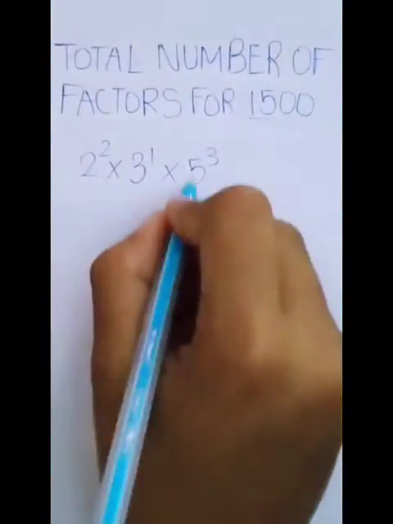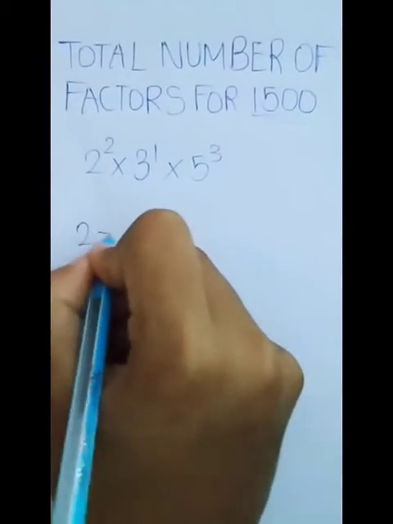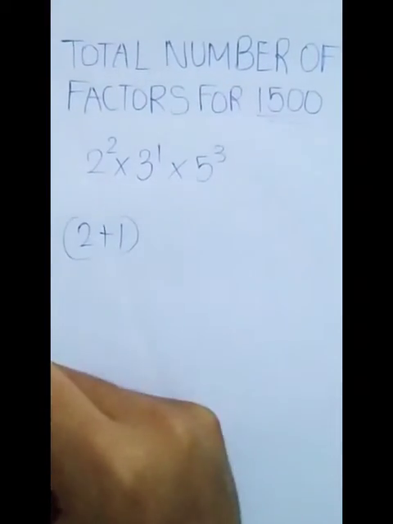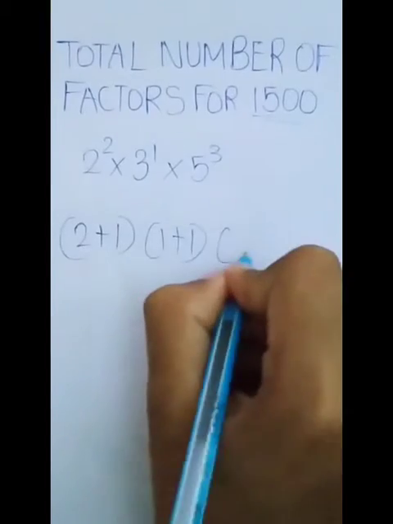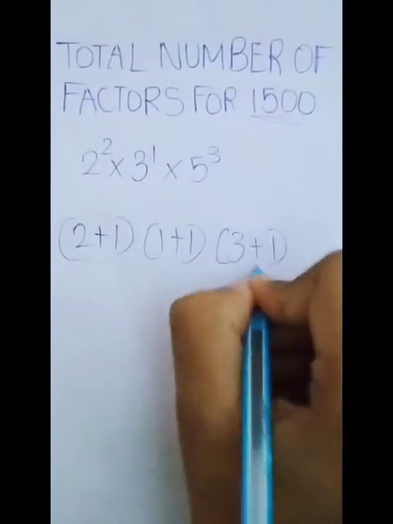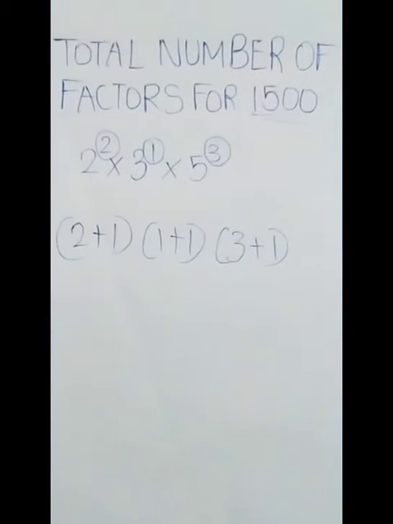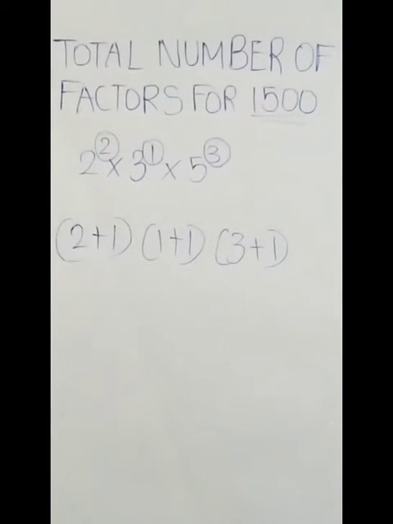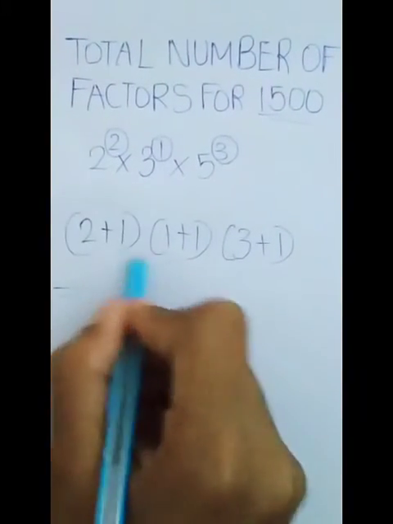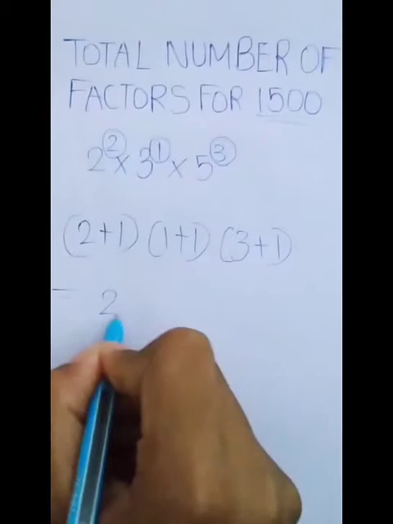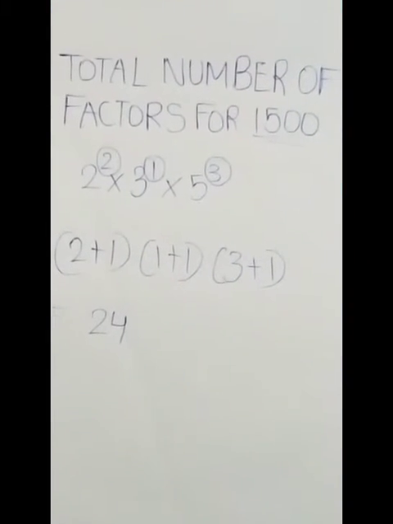For the total number of factors, we have a formula. We have to take the exponents over here, which are 2, 1 and 3, and apply the formula for total number of factors, and that will be very easy. That is (2+1) into (1+1) into (3+1), which is 3 into 2 into 4, 24. Isn't it easy? So let's take another example.